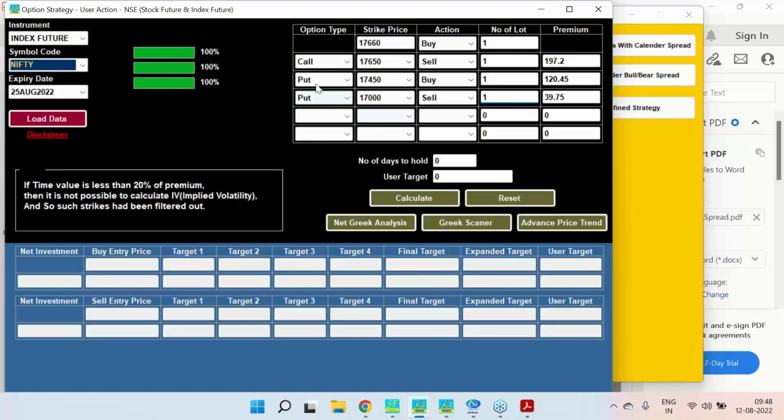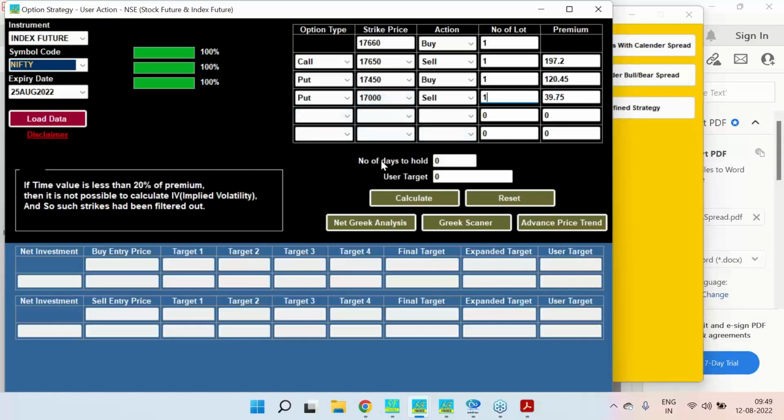Again, I'll explain how it has been formed. Here is our future. We're going to buy this one lot. After that, we're going to sell the in the money call option, where we have selected the strike 17,650, and we're going to buy the put option, the strike of which should be the future price minus the premium you have received. So it will be somewhere around 17,450. You're going to buy this one. After that, you're going to sell the deep out of the money put option. You have selected 17,000.